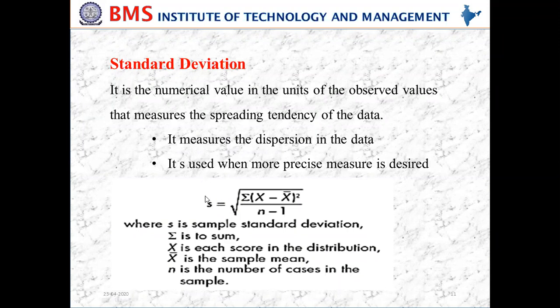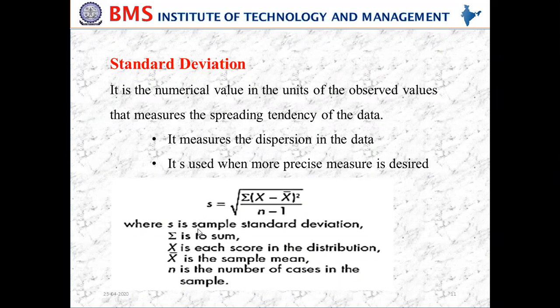So how do you calculate standard deviation? For a sample, S is equal to the square root of the summation of (x minus x bar) whole square, divided by n minus 1. Say there are 10 or 50 observations: (x1 minus x bar) whole square, then (x2 minus x bar) whole square, then (x3 minus x bar) whole square. Likewise for all the observations, you calculate and sum them, then divide by n minus 1, and then take the square root. That is how the standard deviation is calculated.